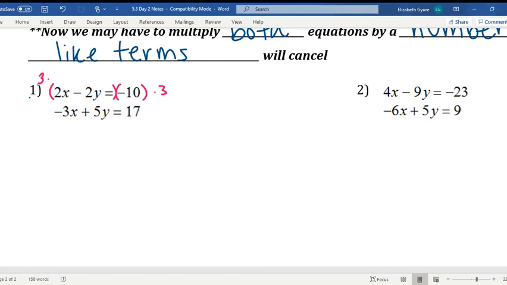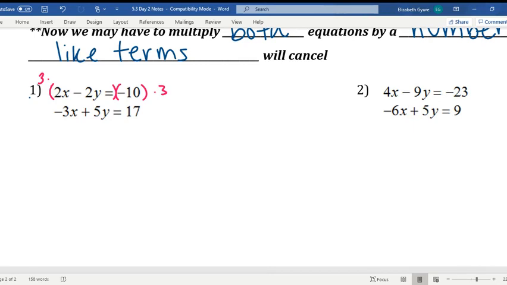Anybody, why did I pick 3? Why am I multiplying by 3? Why am I not multiplying by 500? Or why am I not multiplying by 7? Why did I choose 3? Because 2 times 3 is 6. Exactly. And can we turn a 3 into a 6 as well?